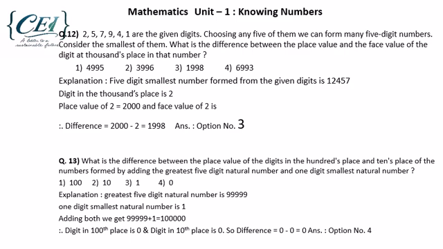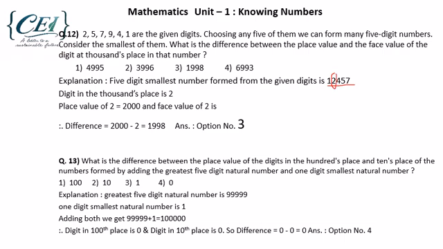Smallest 5-digit number: 1, 2, 3, 4, 5. Correct. Digit at its thousand place. Difference between the place value and face value of a number at the thousand place. So who is at the thousand place? 2 is at the thousand place.